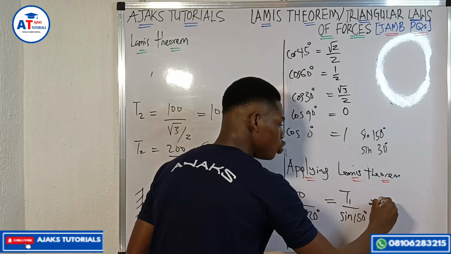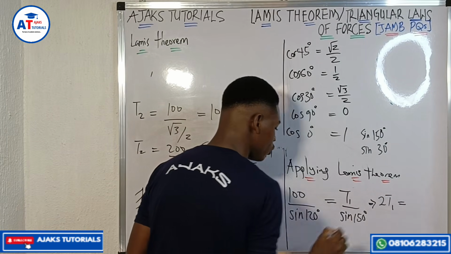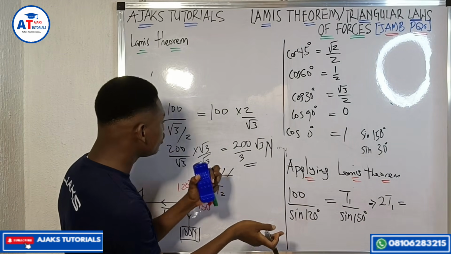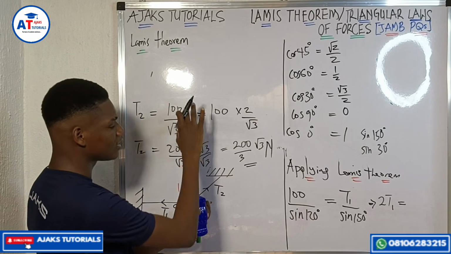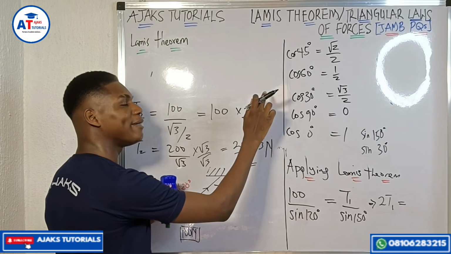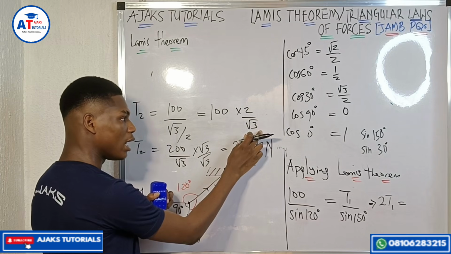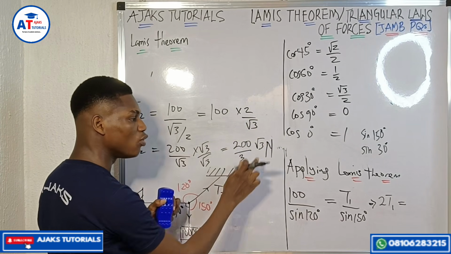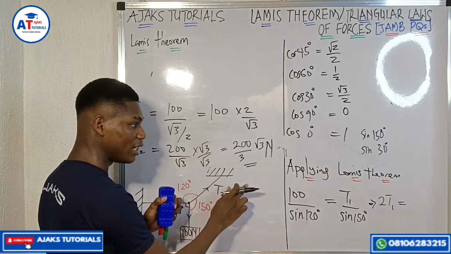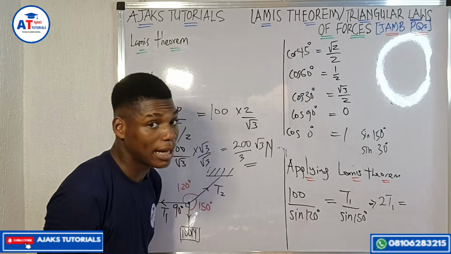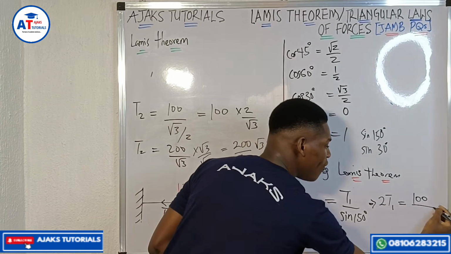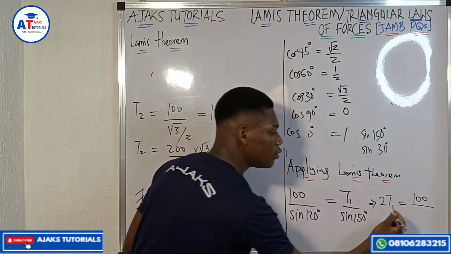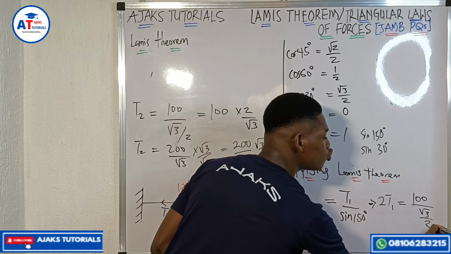So let's go. 2T1 equals 100 over sine 120. I think we did something like this before. Yes, 100 over sine 120 is 100 times 2 over root 3. Okay, let me just calm down because people might say I'm rushing. Follow me. Sine 120 is root 3 over 2.